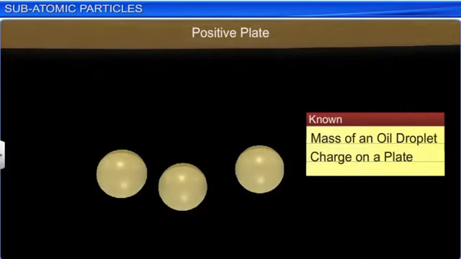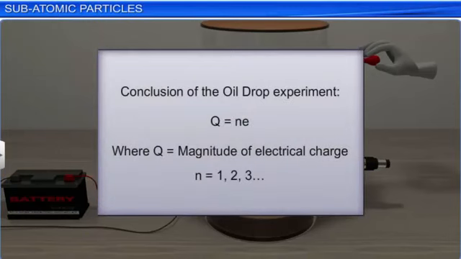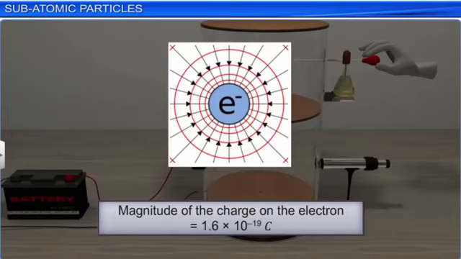He found that the magnitude of electrical charge, Q, on the droplets is always an integral multiple of the electrical charge e. That is, Q is equal to ne. Knowing the values of Q and n, Millikan calculated the charge on an electron to be 1.6 × 10^-19 coulombs.